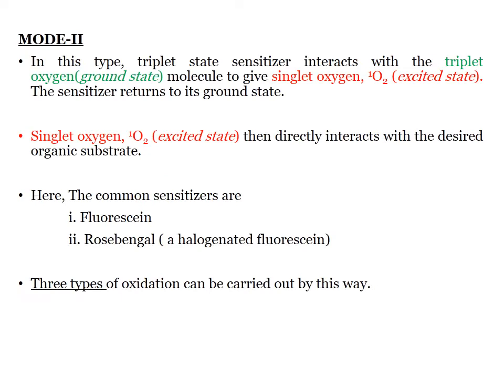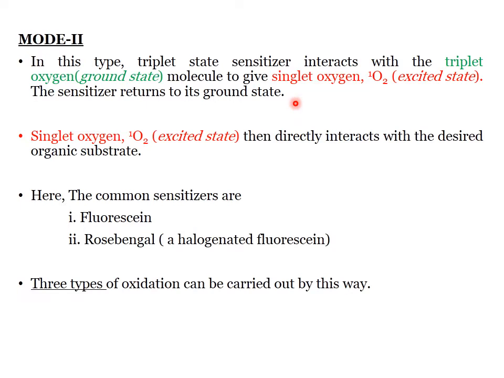Now mode 2 or second way of reaction. In second way of reaction, your triplet state sensitizer interacts with ground state oxygen. Please remember, ground state oxygen will be there in triplet form, and the sensitizer transfers its energy to oxygen. So by getting energy, your oxygen will attain excited state. In the excited state, oxygen will be there in a singlet form, and the sensitizer returns to its ground state.